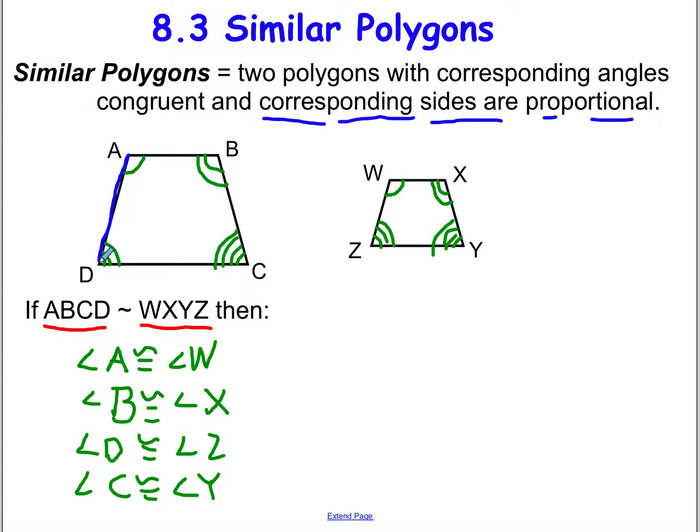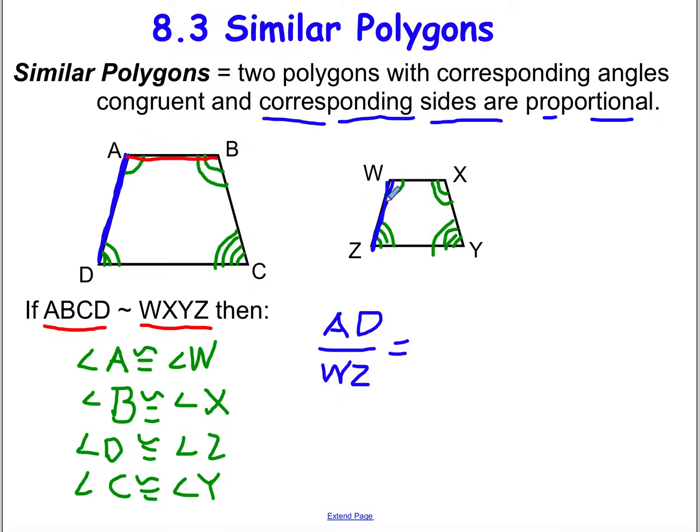If I look at AD, what side is, first of all, corresponding to AD in this shape over here? Well, clearly it's WZ. And mathematically, what it means to say that two things are proportional is that when I compare the mathematical relationship between AD and WZ, that's the length of AD divided by WZ, that will be the same as the relationship between all the other corresponding sides. So remember, when I write two points like this, it means the length between A and D. What this is saying is the length between A and D over the length between W and Z will have the same relationship as all the other corresponding sides.